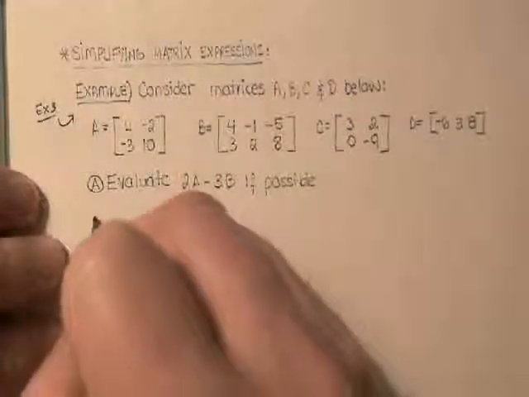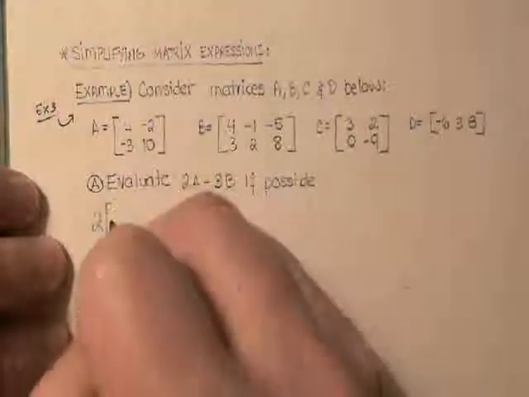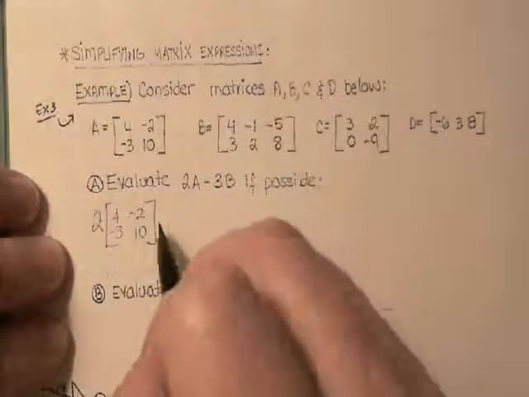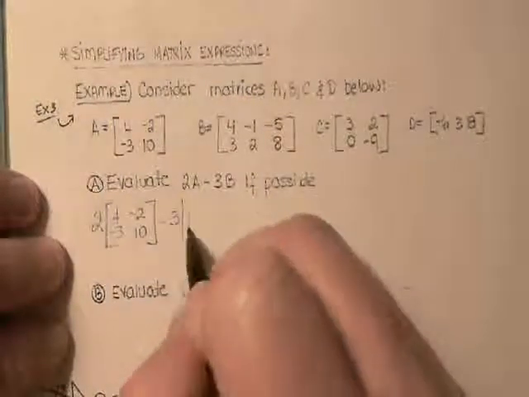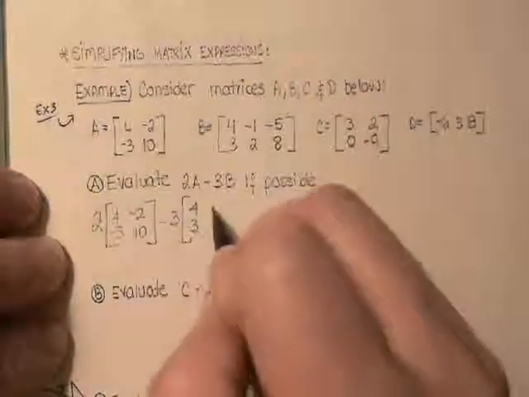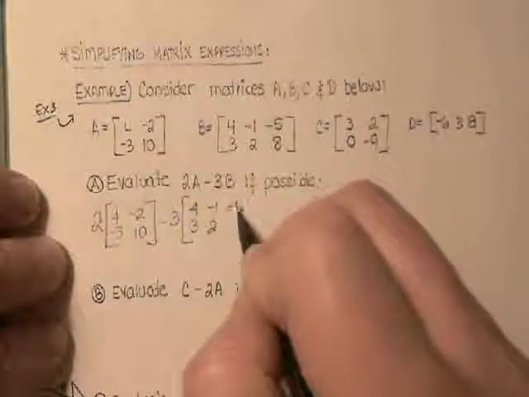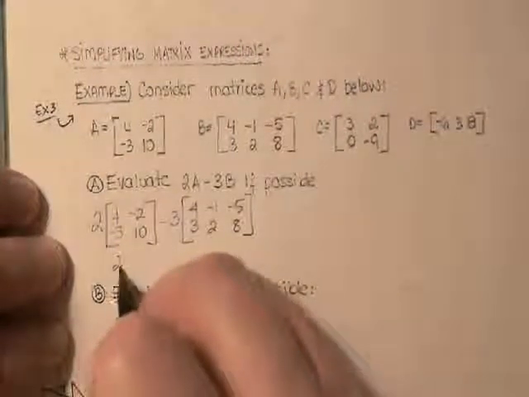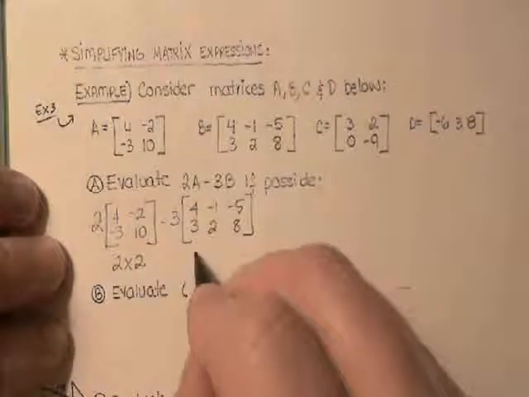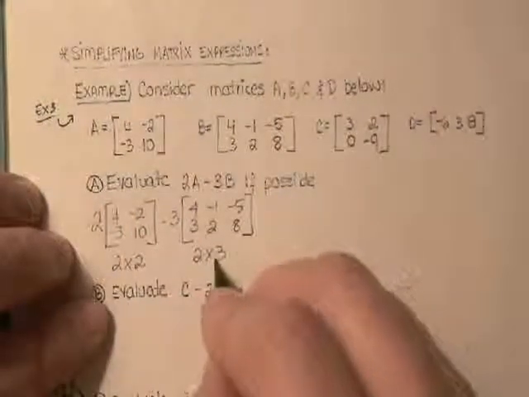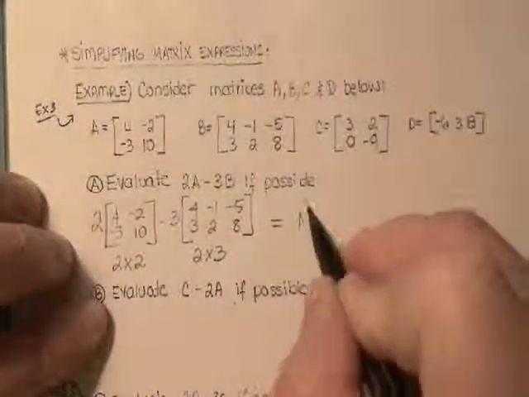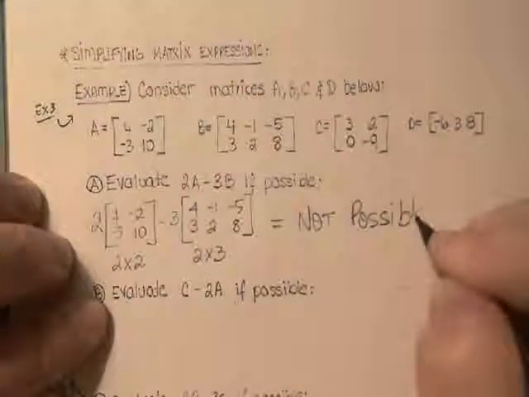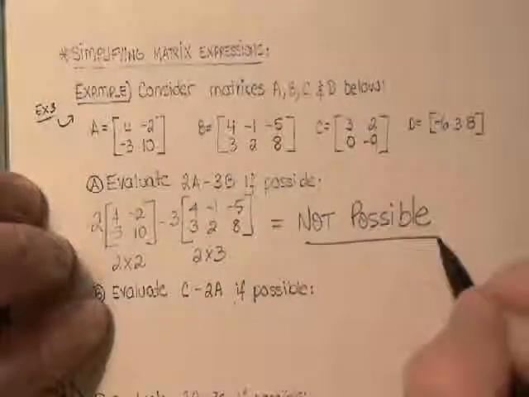So basically what I do, I put a 2 there, and I copy the matrix. Okay, and minus 3 times 4, 3, negative 1, 2, negative 5, 8. And the rules still apply: you need to check the matrix dimensions. So this is a 2 by 2, and this is a 2 by 3. And guess what? Not possible. They have to have the same dimensions. So to add and subtract, they have to have the same dimensions.